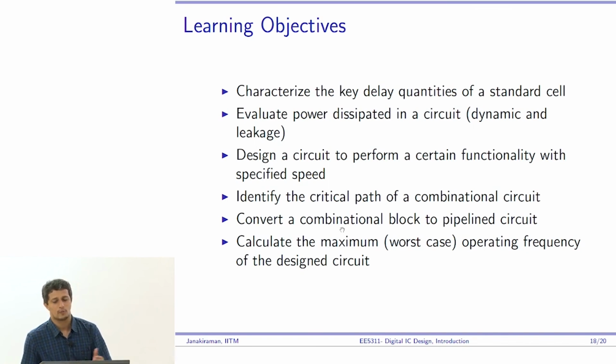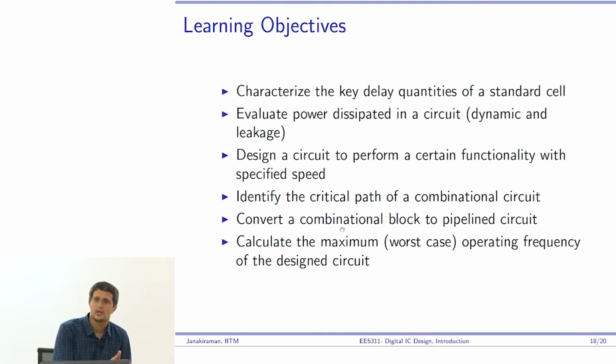Identify the critical path of the combinational circuit. Then convert a combinational block to a pipeline circuit. Pipelining is another fantastic concept where you can improve the throughput of your system. How do you do that, right? Where do you go and put your flops? How do you make sure that the circuit throughput can double, triple and so on, right? Then you should be able to calculate the maximum worst case operating frequency of a design circuit, okay? These are the learning objectives. After we are done with this course, we'll come back and revisit this to make sure that you are comfortable answering all these questions.